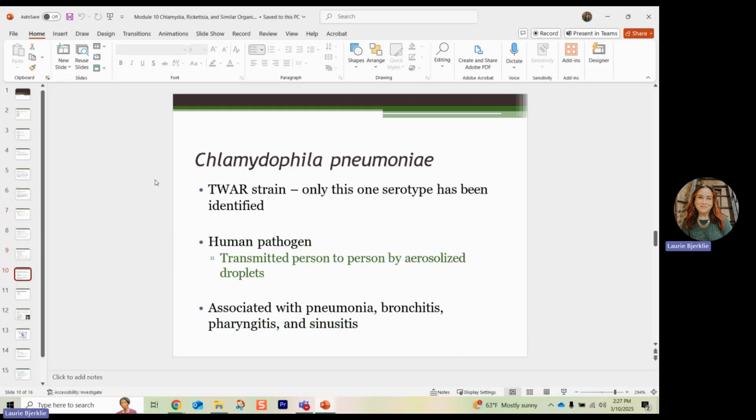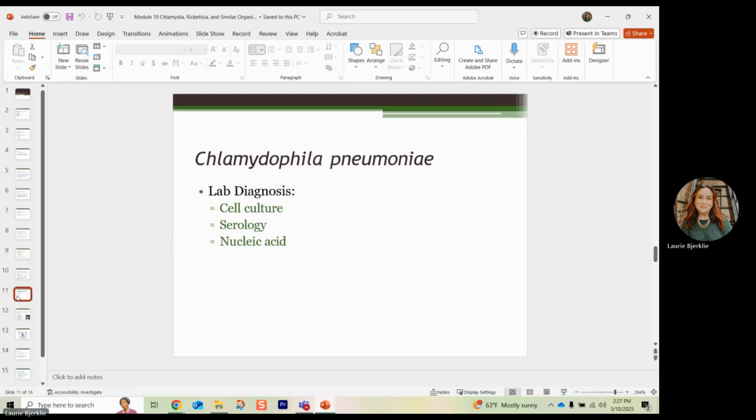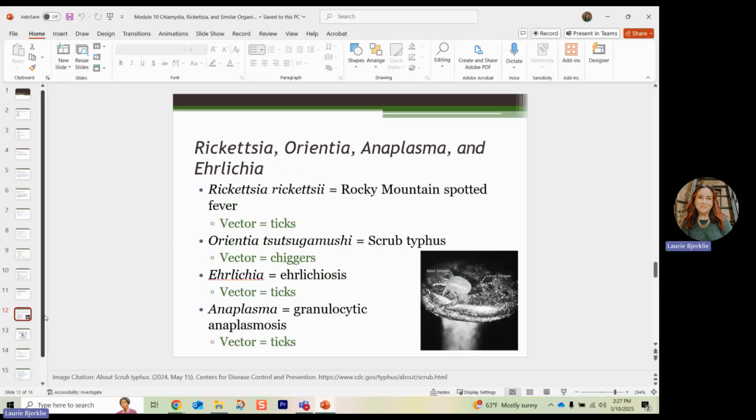Chlamydophila pneumoniae, of course, as the name tells you, is going to cause some lower respiratory illness like pneumonia or bronchitis, along with maybe some upper respiratory illness. It is transmitted person to person by respiratory droplets. Same thing for lab diagnosis. All right, and then on to some of the others.